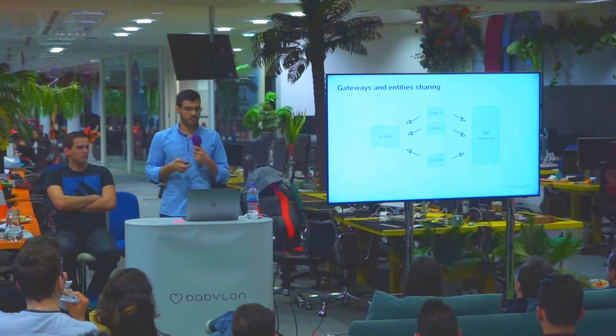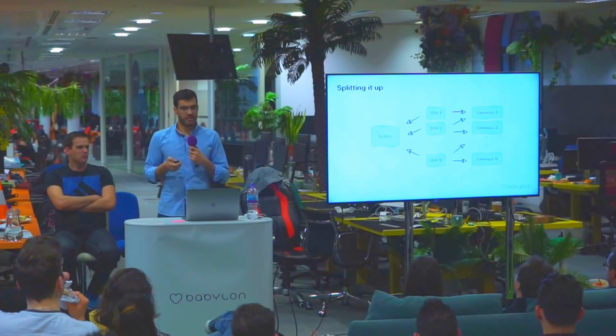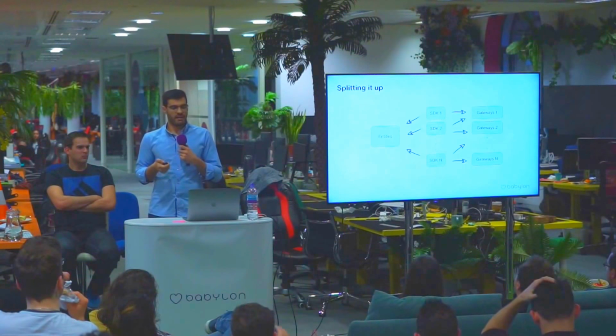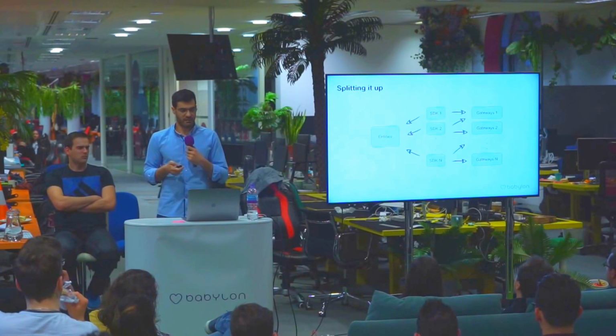So we did this initially, but we're planning to split it up a bit more so that it kind of looks like this. We'll be splitting the gateways in the same fashion as we did with the SDKs. We'll be grouping them by functionality, and then each SDK can have a dependency only on the gateways that it really requires.